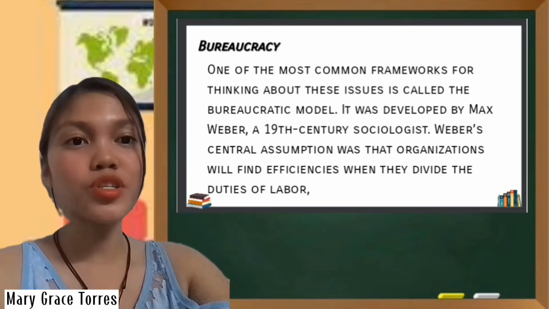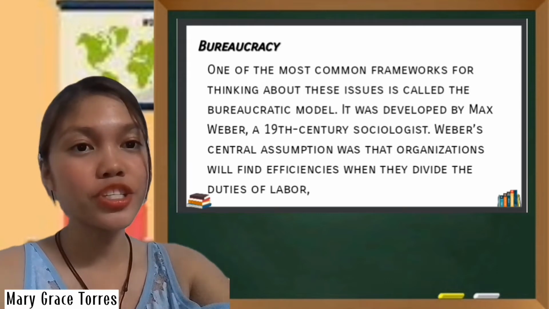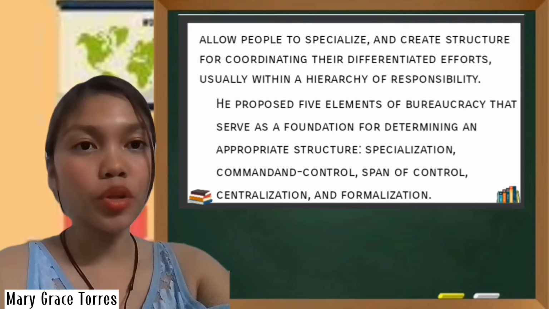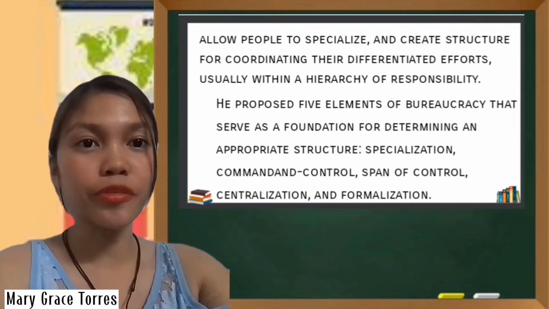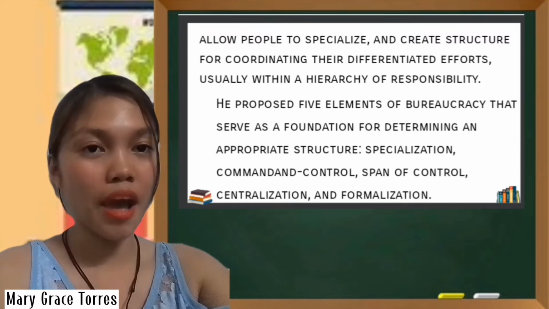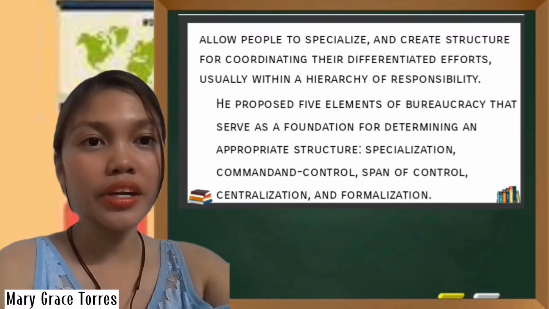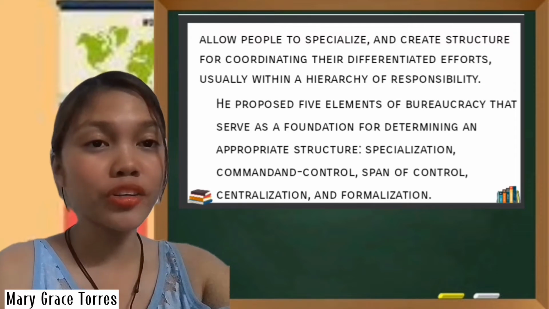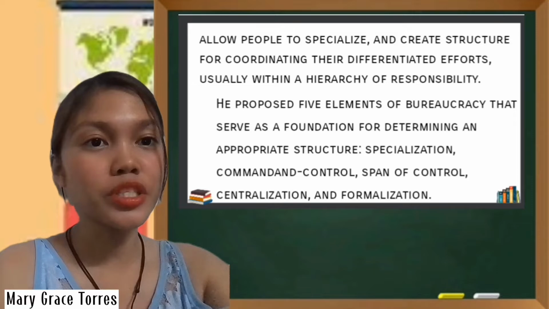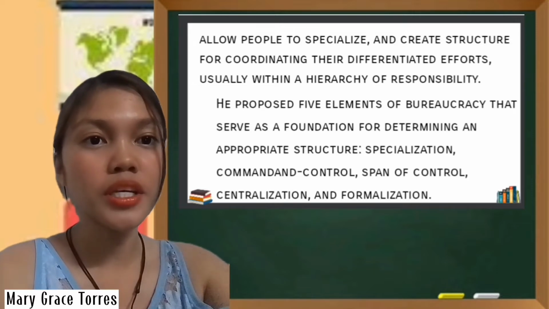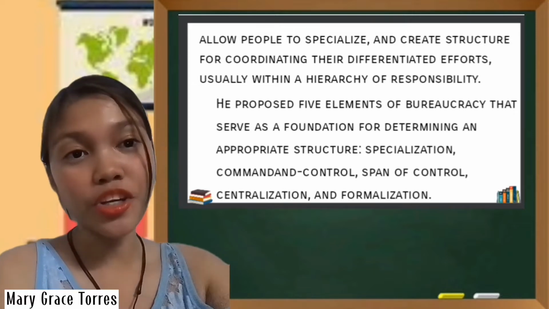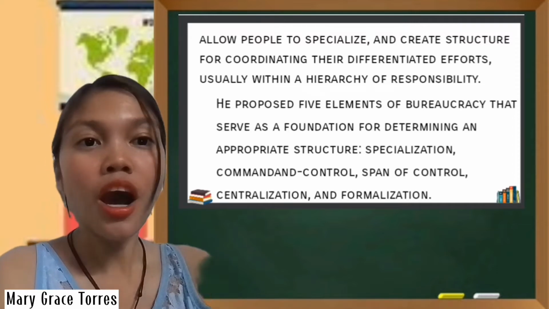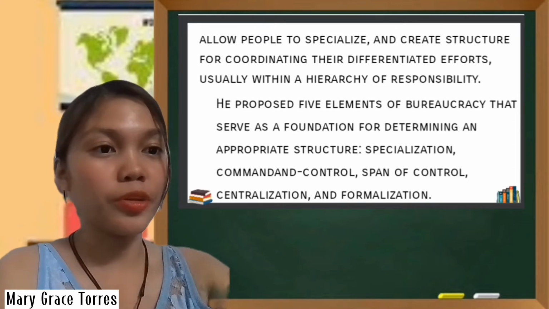Weber's central assumption was that organizations will find efficiencies when they divide duties of labor, allow people to specialize, and create structure for coordinating their differentiated efforts, usually within a hierarchy of responsibility. He proposed 5 elements of bureaucracy that serve as a foundation for determining an appropriate structure. Specialization, command and control, span of control, centralization, and formalization are the 5 elements of bureaucracy.